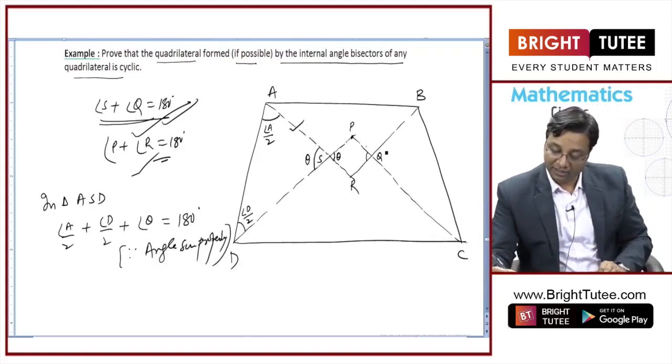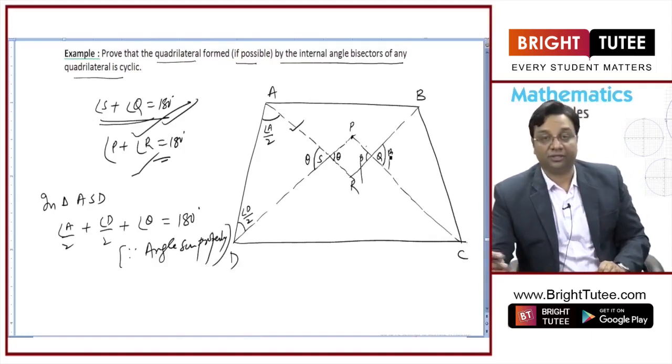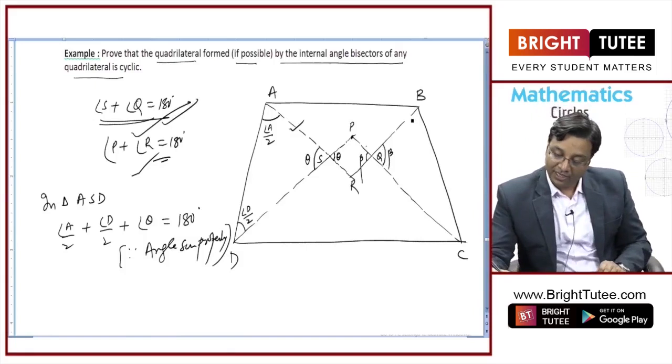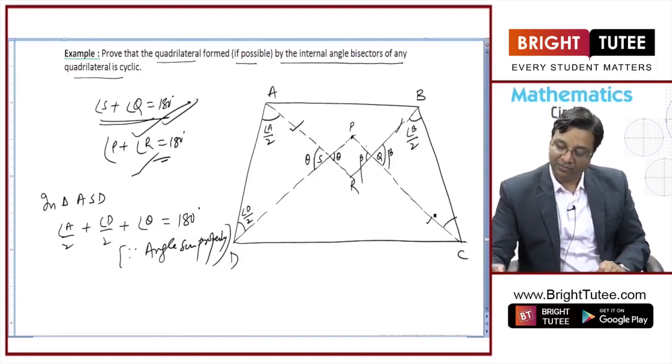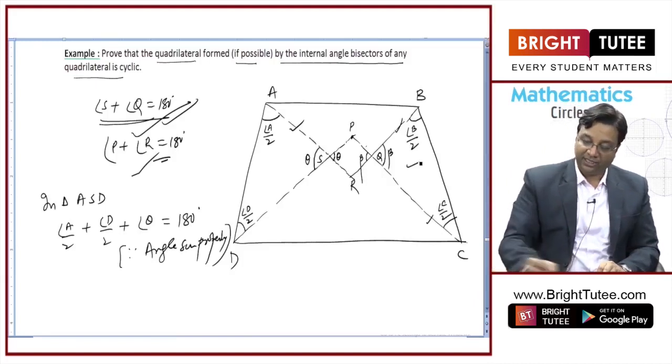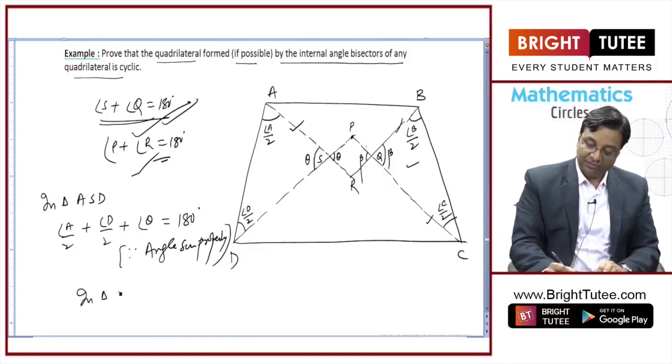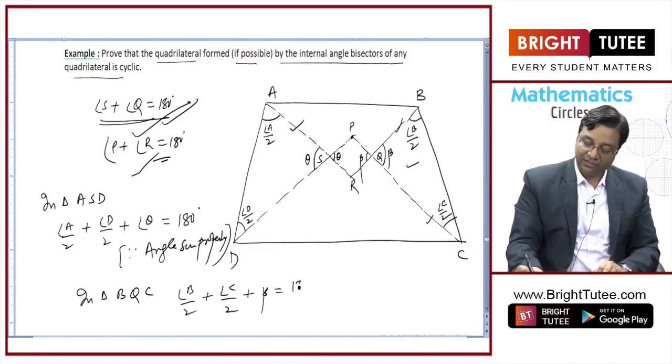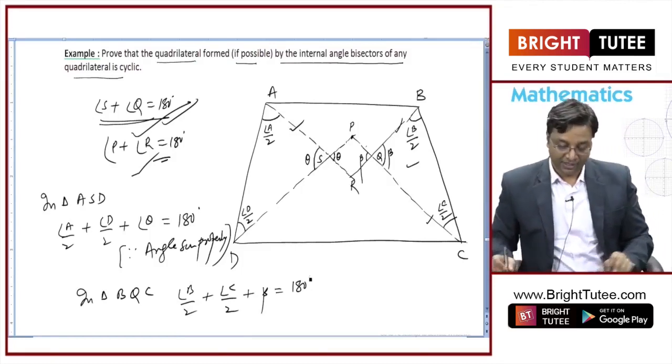Now let us talk about this triangle here. Let us say this angle is beta. This will also be beta because of the vertically opposite angles, and we know this is the angle bisector of angle B, so this angle is half of angle B. Similarly, this being the angular bisector, this is half of angle C. So in triangle BQC, angle B by 2 plus angle C by 2 plus beta is equal to 180 degrees.